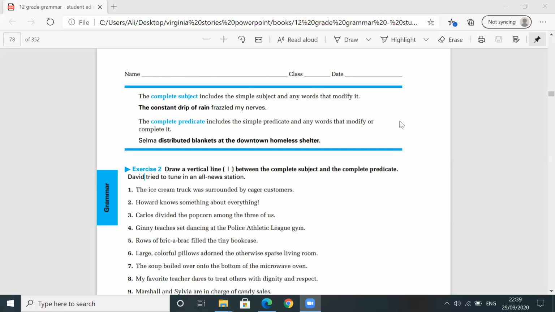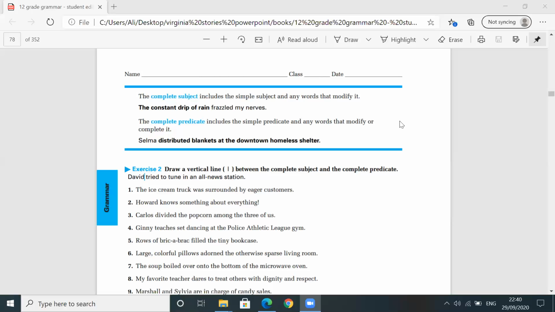Let's go to the complete predicate. It includes the simple predicate and any words that modify it or complete it. So, for example, Selma distributed blankets at the downtown homeless shelter. So that is a complete predicate. So I'm talking about Selma. Selma is the subject over here, but she did something. She distributed blankets at the downtown homeless shelter.